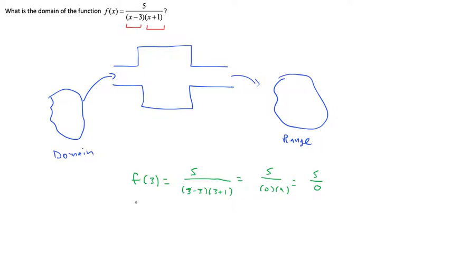So what does that mean? It means that when we plug the 3 into the function, we end up with a 0 in the denominator. So that means that 3 is not in our domain, right? We cannot evaluate f of 3 because f of 3 does not exist. Okay?